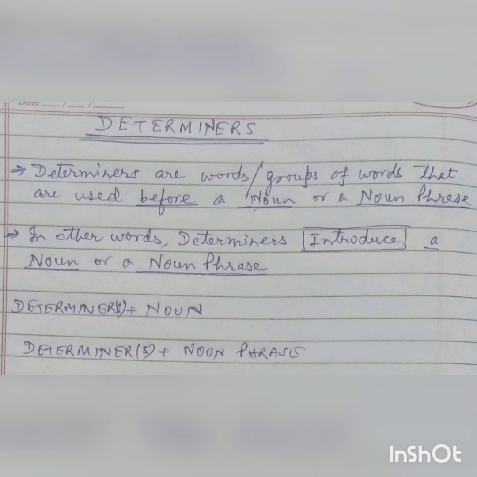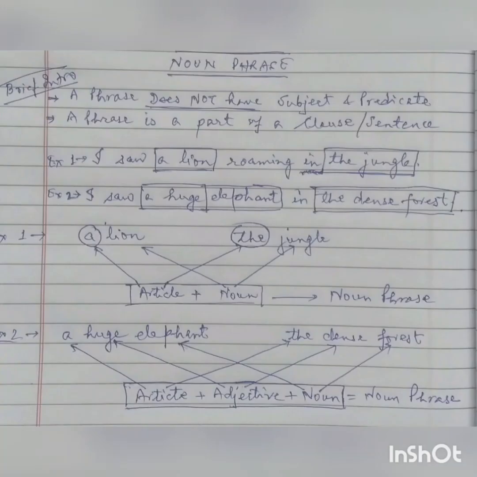So what the structure is like: whenever you see a noun or a noun phrase in a sentence, try to find out what word it is preceded by. If it is preceded at all by a determiner, then the structure of that particular group of words will be determiner plus noun or determiner plus noun phrase. This is the basic structure.